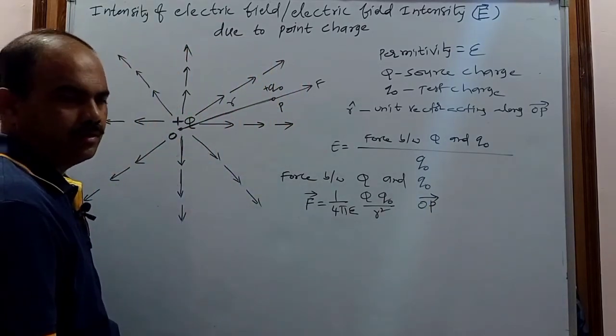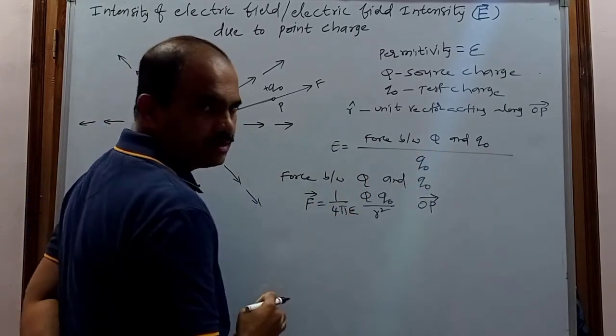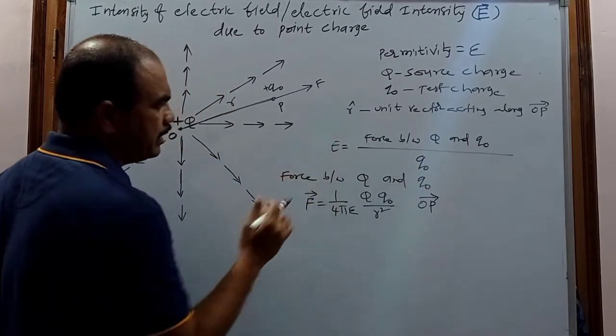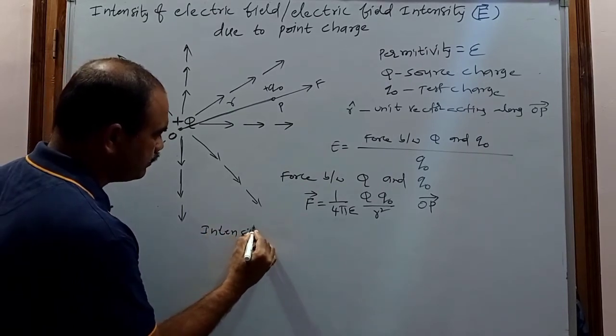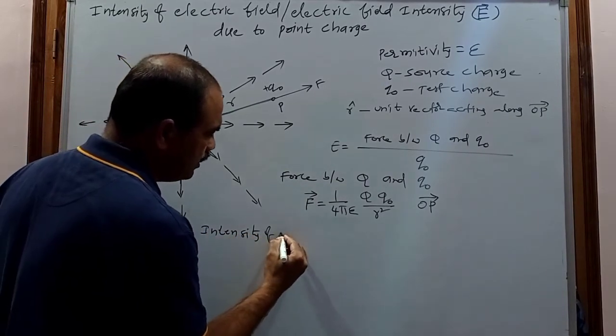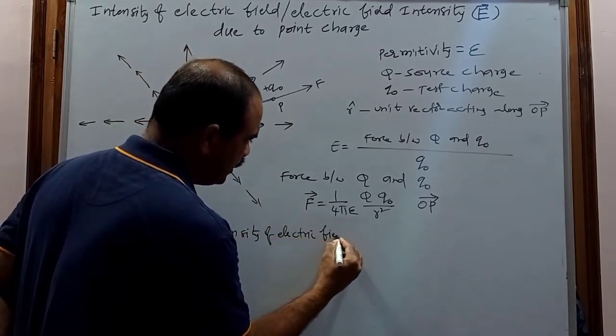OP bar. Okay, you find the force. Then divide this force by the test charge. That gives what? The electric field intensity. So that's why it is called the intensity of electric field.